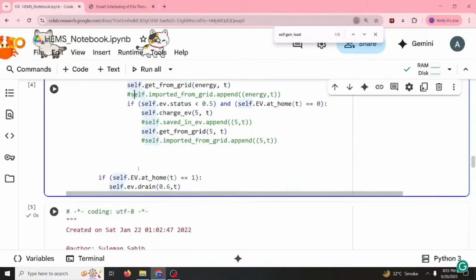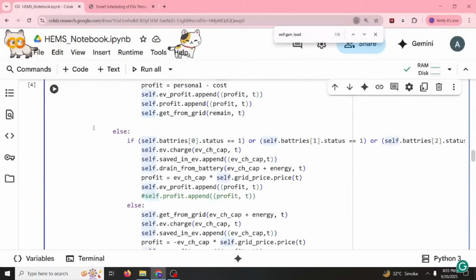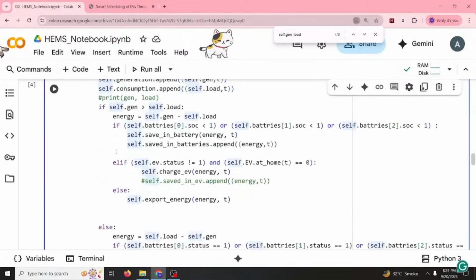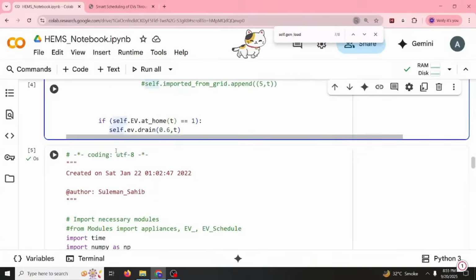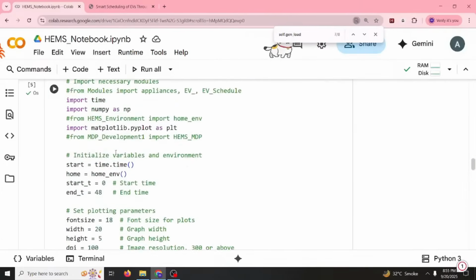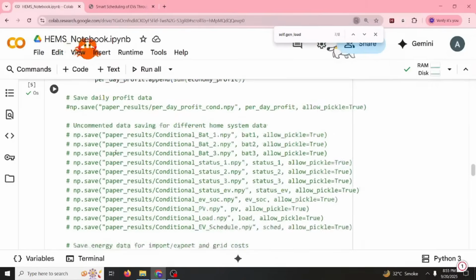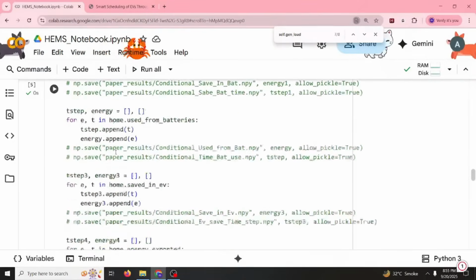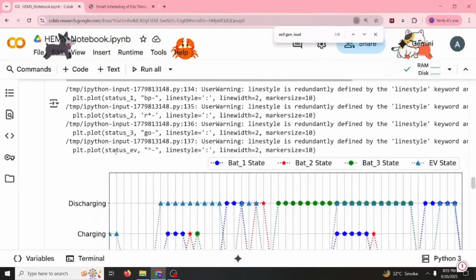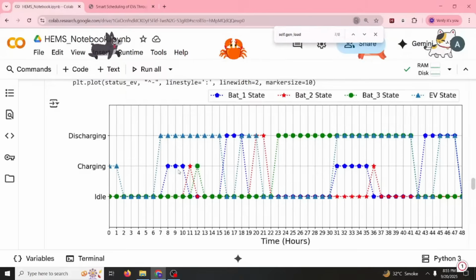So this manage energy is a similar function. That's just some extra piece of code here. Otherwise, the explanation is complete. Now we are moving towards the plots.